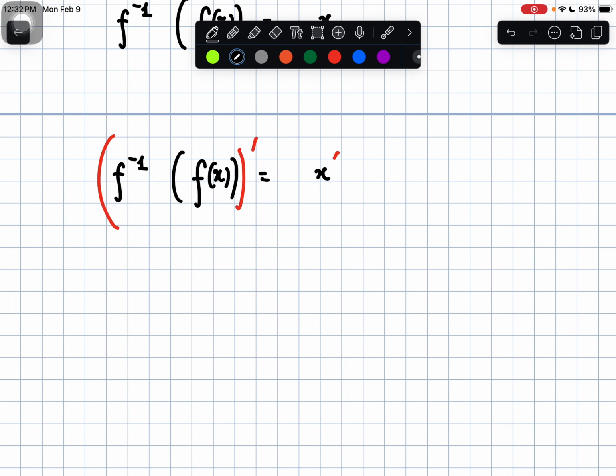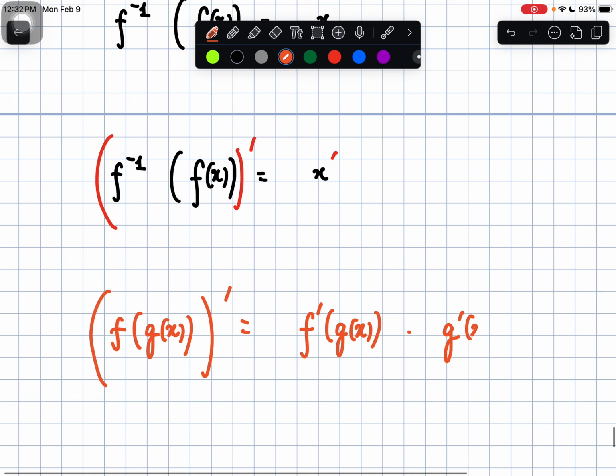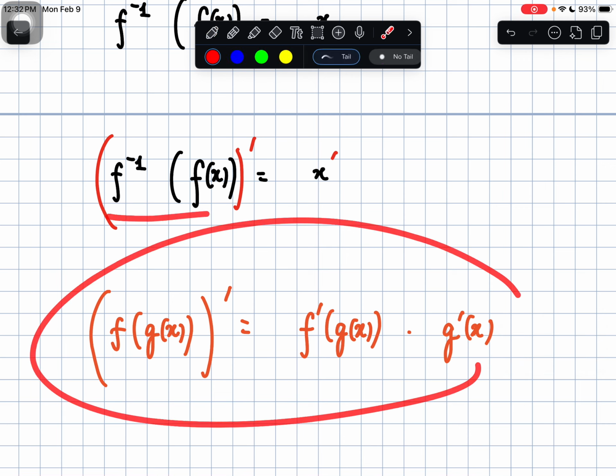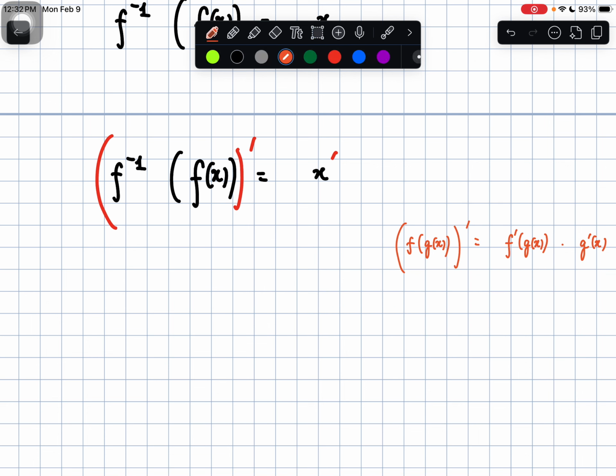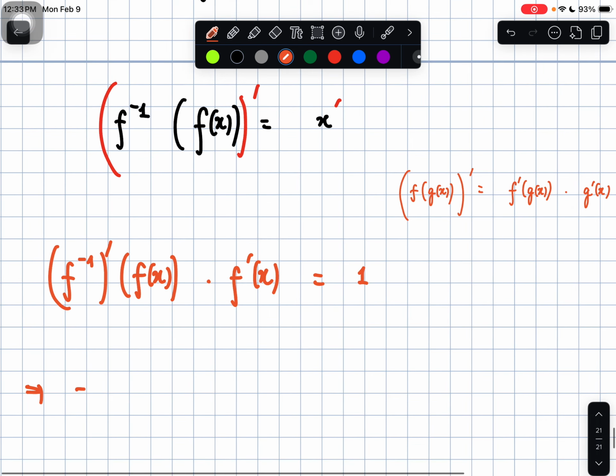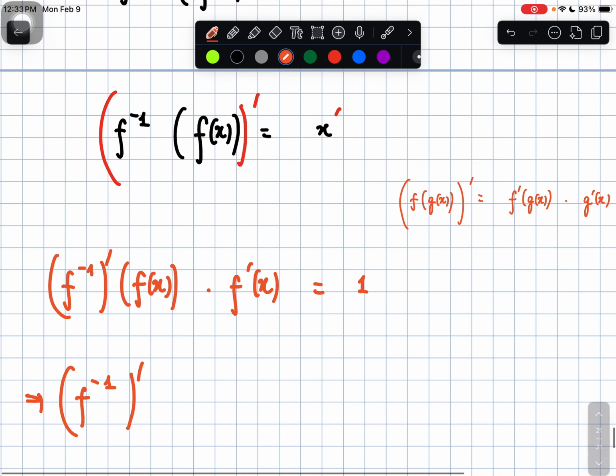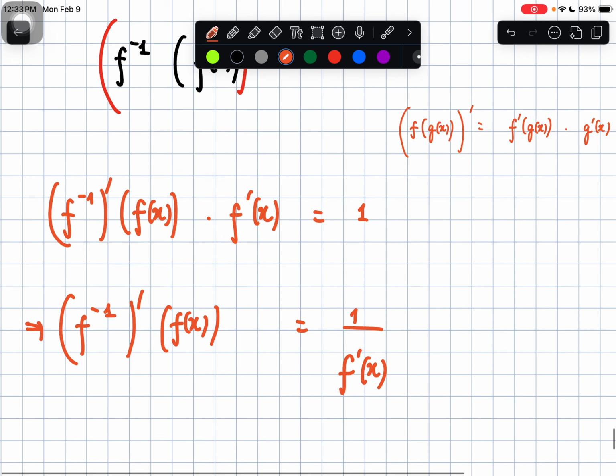Now we use the chain rule. Here is the statement of the chain rule: f of g of x, prime, equals f prime of g of x times g prime of x. And we use this here: f inverse prime of f of x times f prime of x. That's the left hand side. The right hand side is 1. So f inverse prime of f of x equals 1 divided by f prime of x.